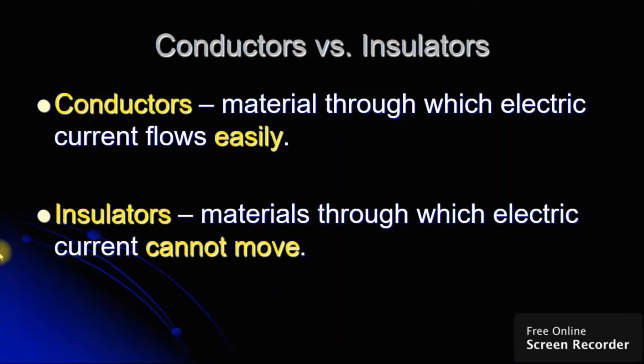So, this is going to be answers in your homework. So if you have to come back to it, here it is. Conductors: materials through which electric current flows easily. Please note, this definition is only talking about electricity, electric current. Insulators: materials through which electric current cannot move.